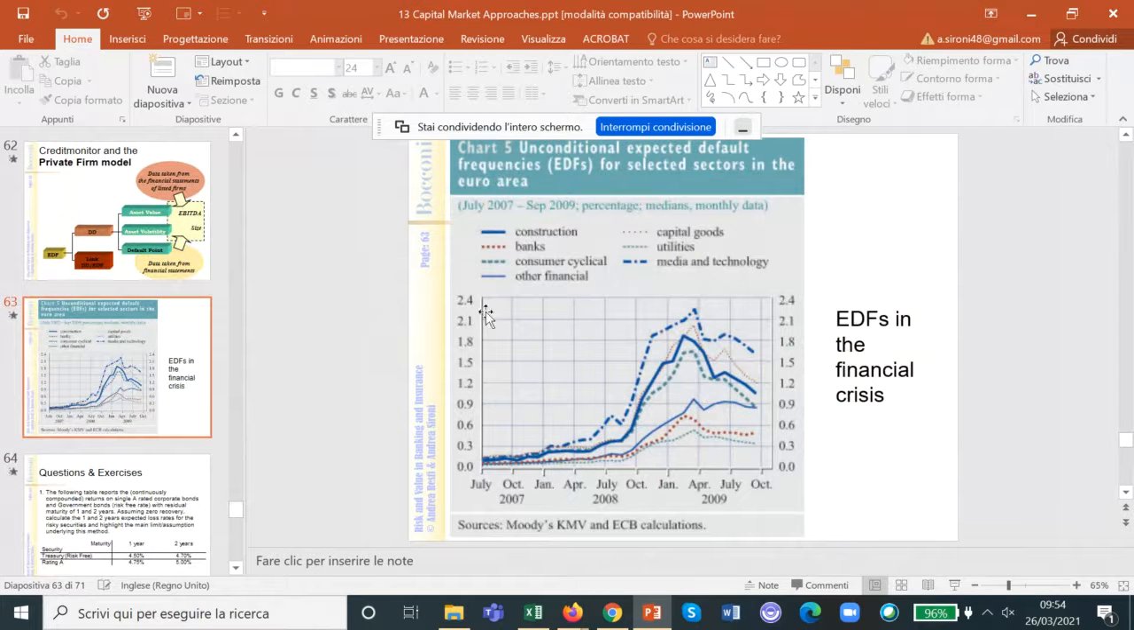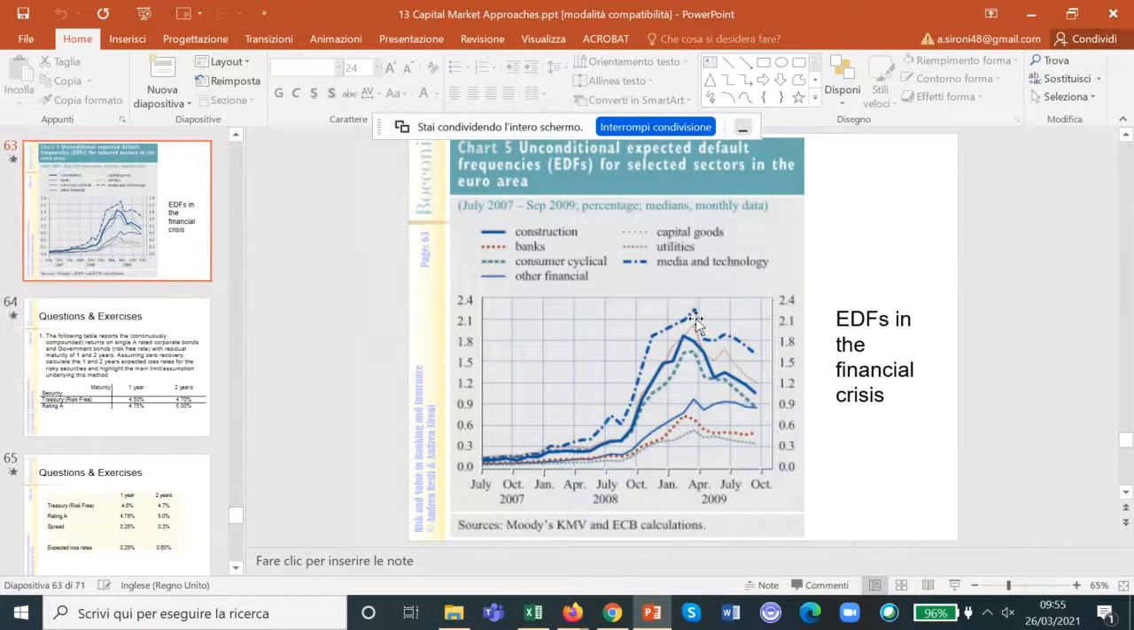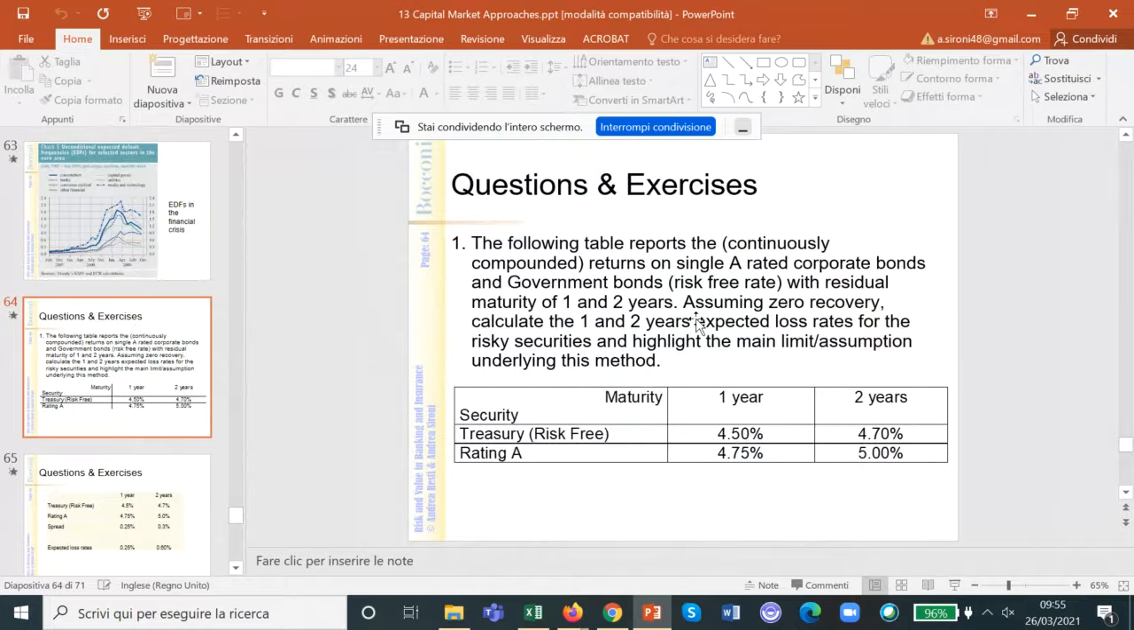Again, this is showing you, for example, the evolution of EDFs for different industries during the financial crisis. You can see how it went up very significantly, and gives you an idea of how it can be used. Okay, we have a number of questions and exercises. Let me first ask if there is any question or doubt on what we saw today.